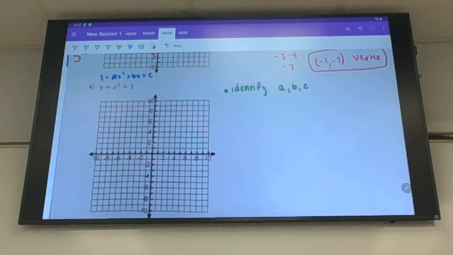Now this equation is more simple than our other ones. Technically, this equation is x squared plus 0x plus 3. It's like there's a 0 in the middle because there is no x. So A equals 1, B equals 0, and C equals 3.